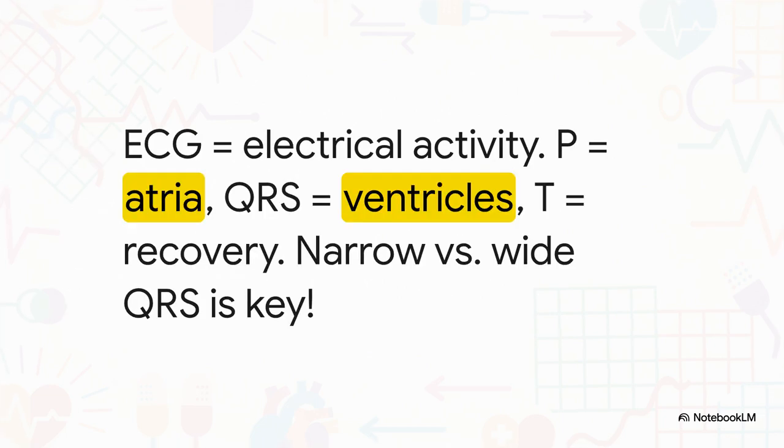So let's bring it all back home. The real secret to reading an ECG isn't about memorizing 1,000 patterns. It's about understanding. It's about connecting the waves to the electrical pathway. P is the atria, QRS is the ventricles, T is the recovery. And that difference between a narrow and a wide QRS, that tells you if the heart's superhighway is open for business or if there's a traffic jam. That is the core of everything.